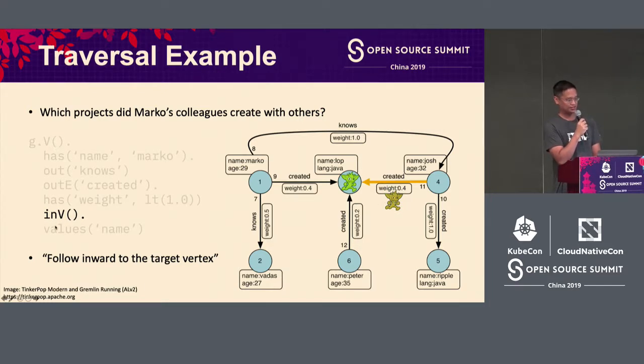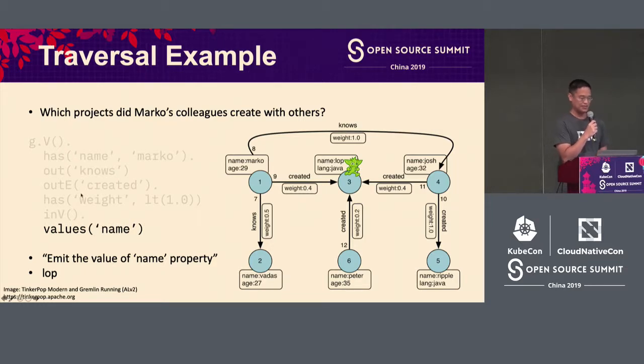Following inward towards the target vertex, the gremlin moves from the edge to this vertex. Emit the values of the name. So here we can see that the name of this software project is lop. That's just one way to walk through this graph. We could have gone through a different direction. We could have done this in many different ways, just like any other programming language for that matter. But that just gives you a flavor of how you would do a walk.